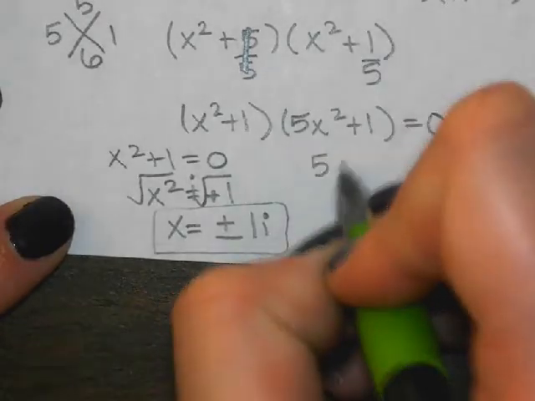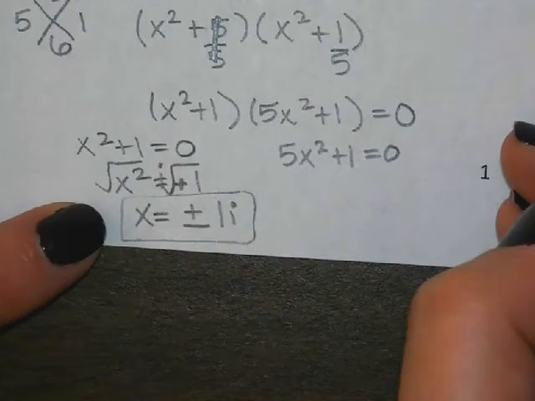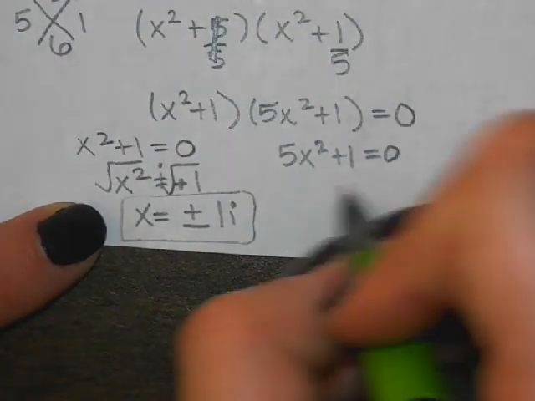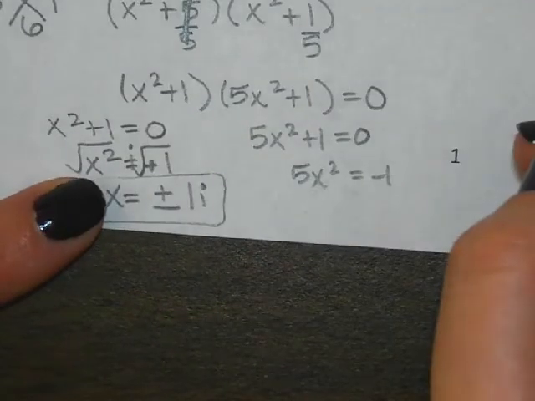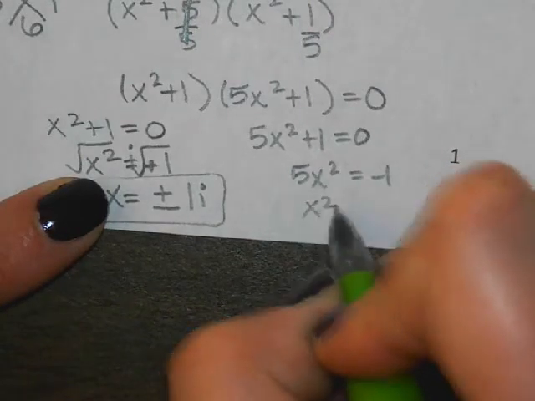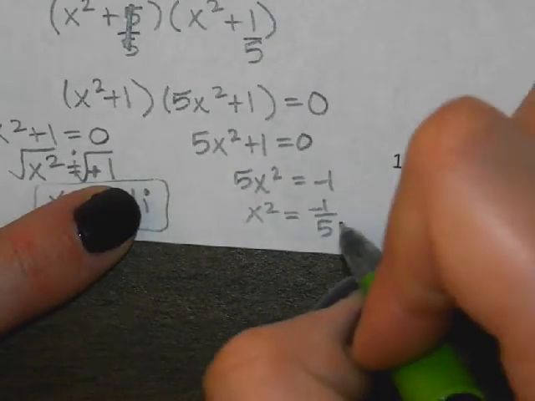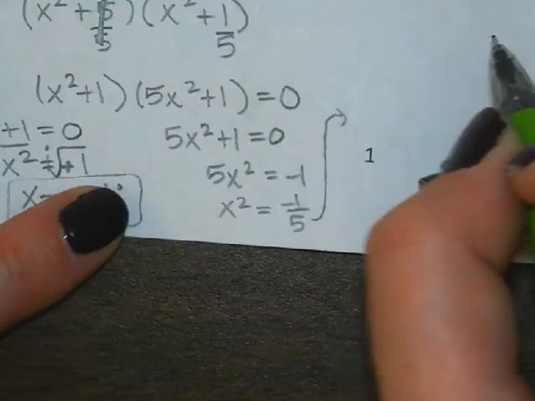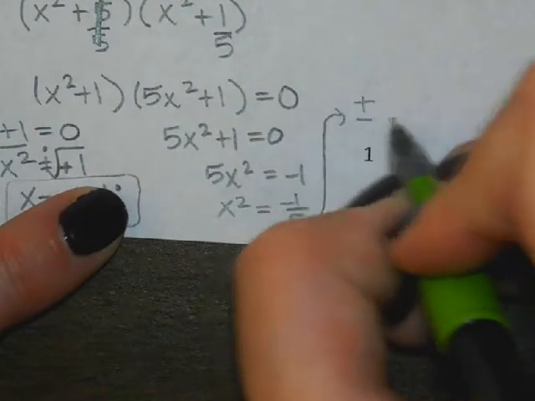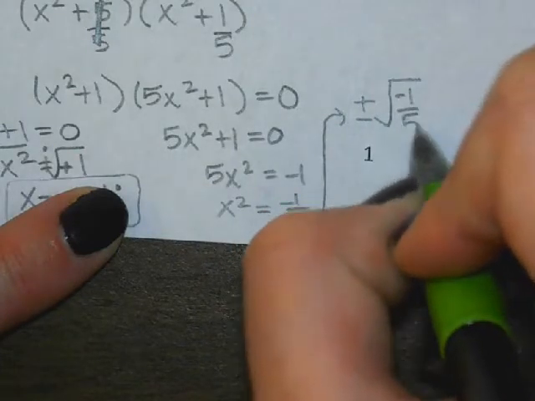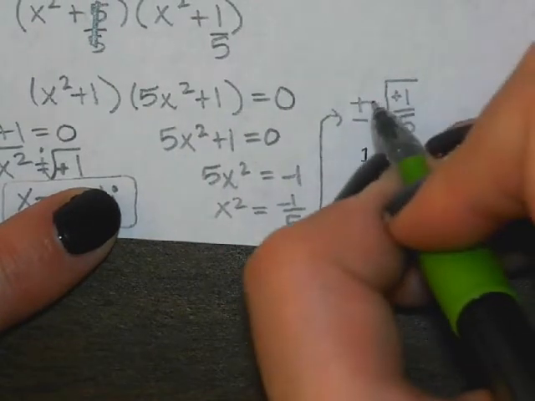Over here we have 5x squared plus 1 equals 0. So what do I do with this one? Subtract the 1. 5x squared equals negative 1. Divide by the 5. x squared equals negative 1/5. And then what am I going to do? Square root. So I have plus or minus the square root of negative 1/5. What do I do with the minus? Change it to a positive. Put an i in the front.